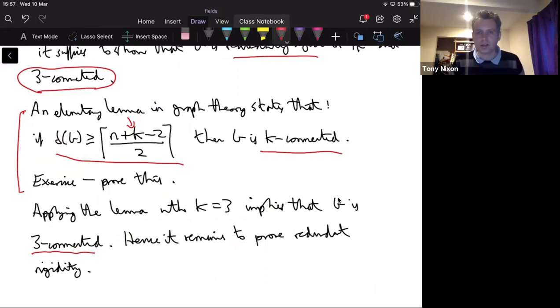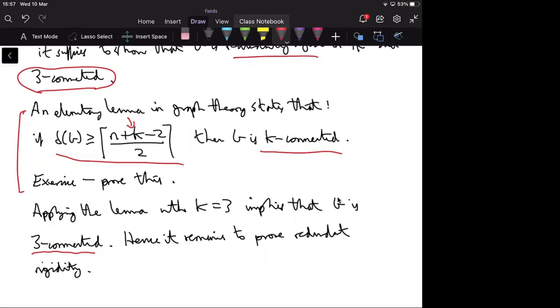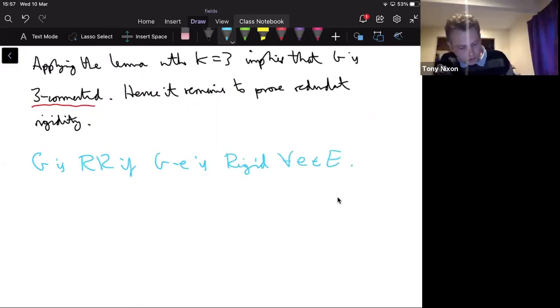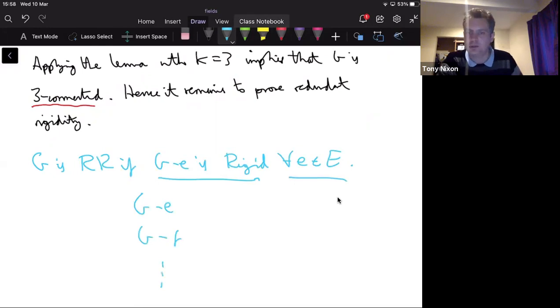Do we require that removal of any edge gives a, I guess, redundantly rigid graph? So when we say redundantly rigid, we say that G minus E is rigid still, right? Yeah, so it's redundantly rigid if G minus E is rigid, but it has to be true for every single edge. So you look at G minus E, G minus F, and so on, and they all have to be rigid.